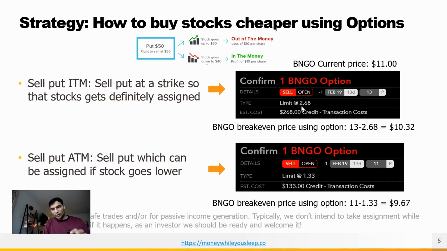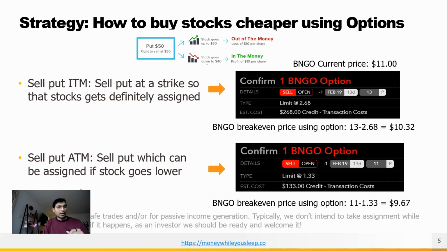And one more thing which I want you to observe is that the premiums are higher here. It is $2.68 when it is in the money, and the premium is lower here. However, your break-even price is actually lower in the at the money. So I just want you to observe that while it looks like the premium is high, the break-even price is going to be lower for the at the money option.